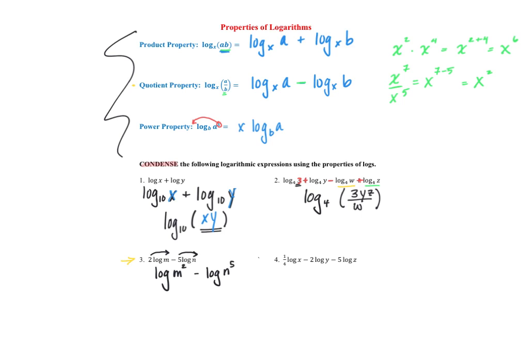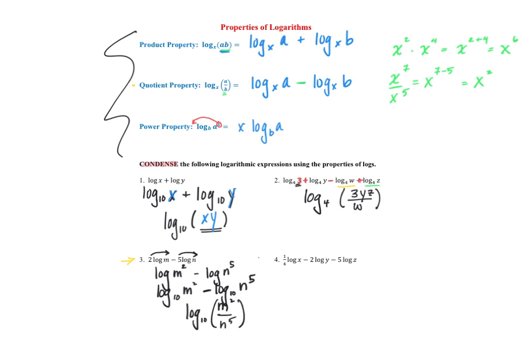Now again, there was no base written. If you are more comfortable writing that with a base 10, that's log base 10 of m squared minus log base 10 of n to the 5th. So writing that as a single log, log base 10, always starting off with that first argument. I subtracted my second log, and since subtraction gives me a quotient, that n to the 5th is going to go in the denominator.